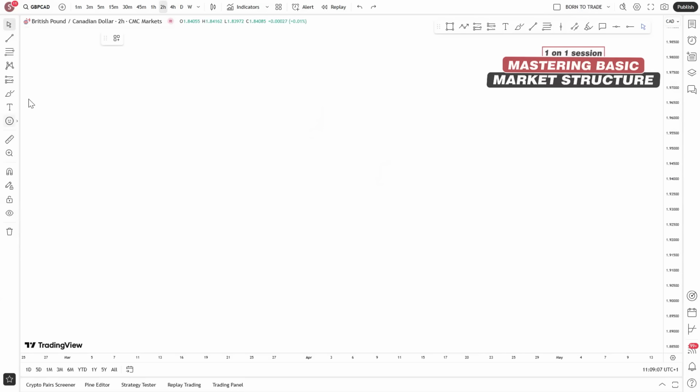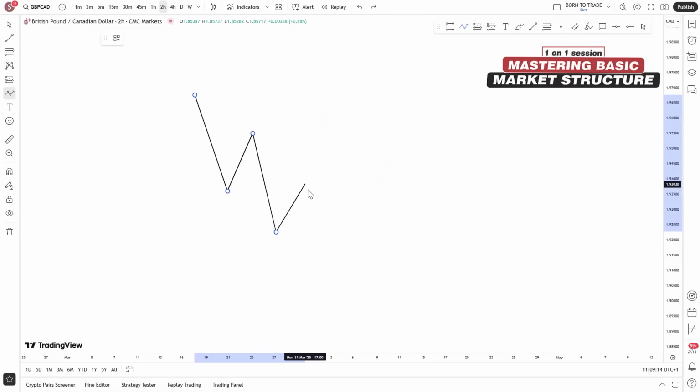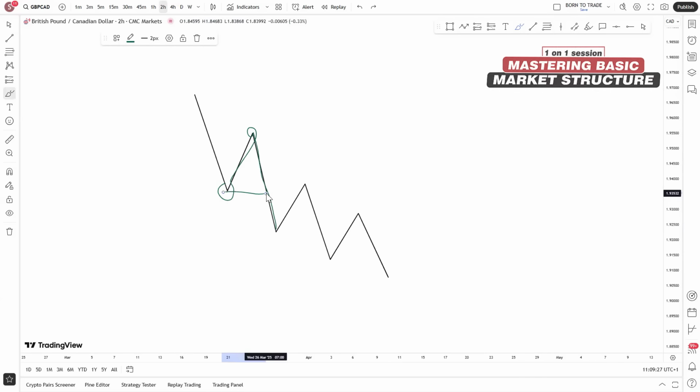Okay, so let me do an example for the bearish market. So in a bearish market, we usually see the market reacting something like this. So what you basically see in here is that this is a lower low, price pulls back, forms a lower high, and continues to the downside by breaking structure right here.